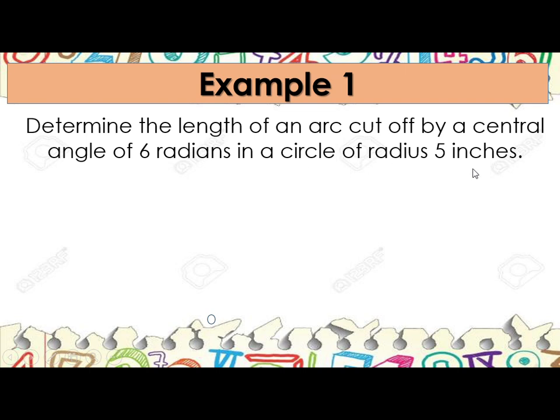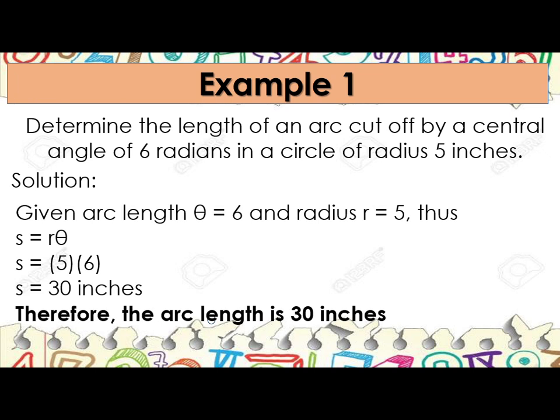So let's go back to the formula. You just need to multiply the radius and the central angle. The formula will be s equals r times the central angle. The first thing to do is to identify the given. We have here the central angle, which is 6 radians, and the radius is 5. Since your central angle is already in radians, you only plug in the values. So you have your r, which is 5, and your central angle, which is 6.